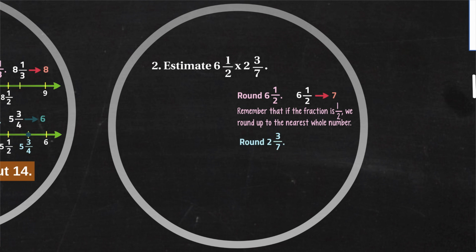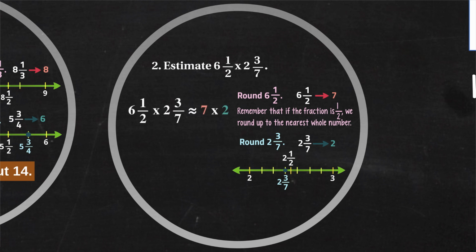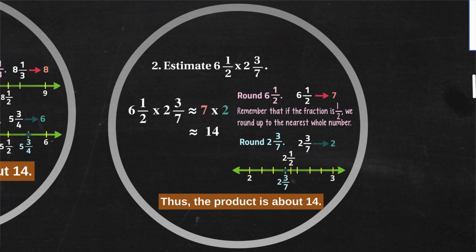Next, let's proceed to rounding the second factor, 2 3/7. 3/7 is less than 1/2. That means it is between 0 and 1/2. Then 2 3/7 is rounded down to 2. Now the given expression is about 7 times 2. Multiplying 7 and 2 gives us 14. Thus the product is about 14.